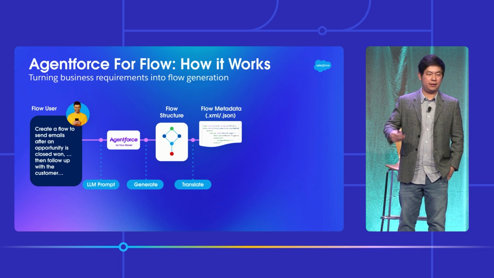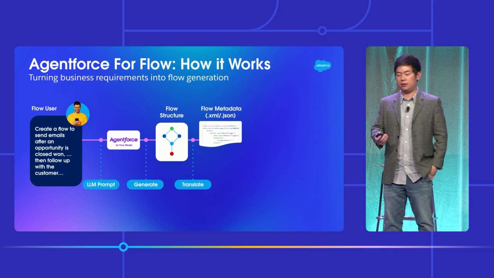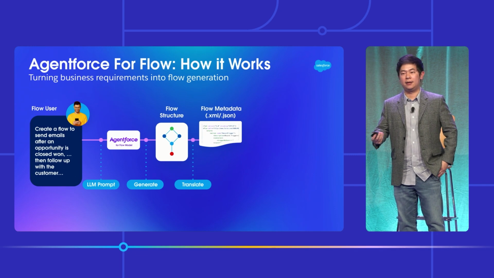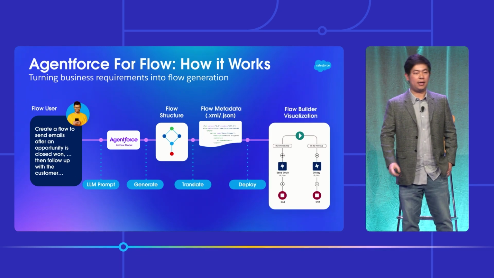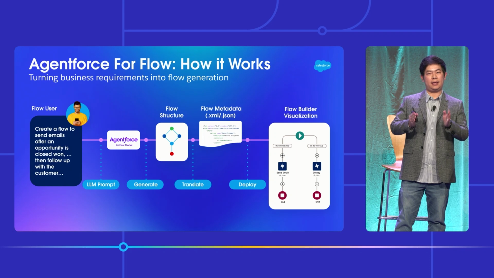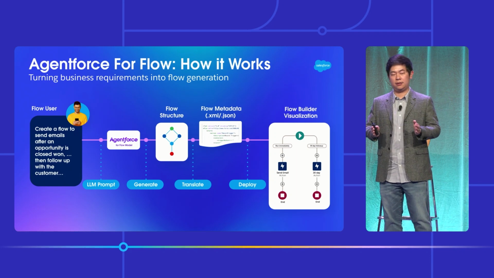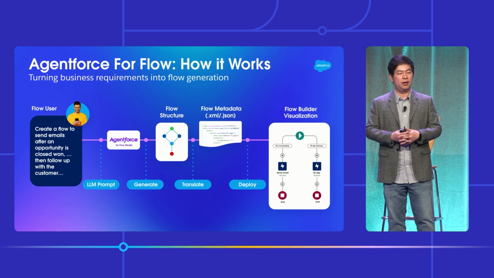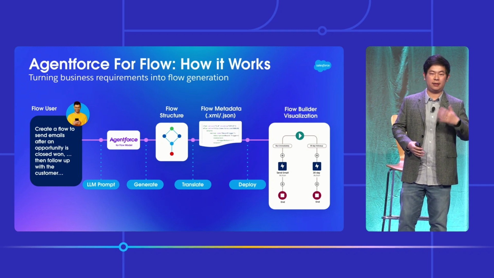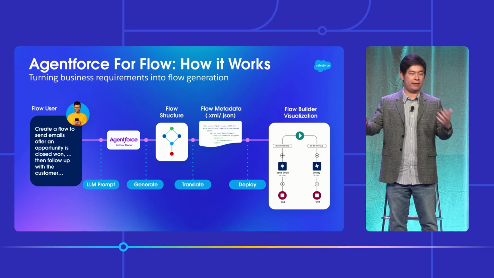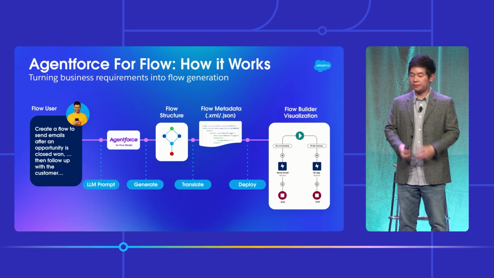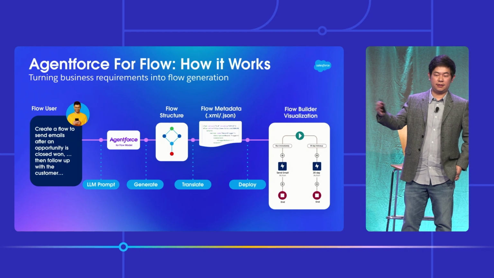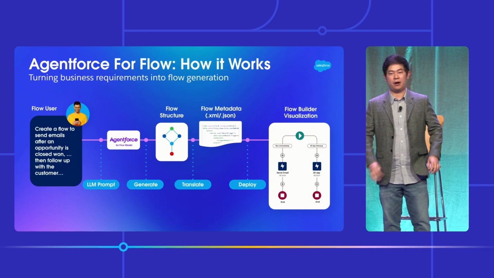After all of this, we will translate this representation back to the flow metadata in XML or JSON. Then we can simply deploy this data into your system, and then you can see it on your canvas. Similarly to what Vidya has shown, you can do whatever you want. You can edit it, improve it, or save it, or even activate it if you think it is ready to go.